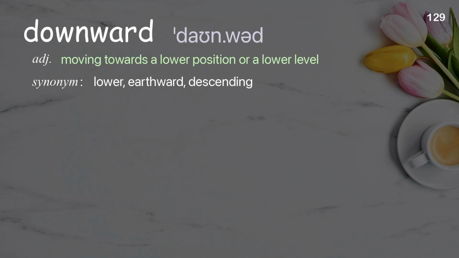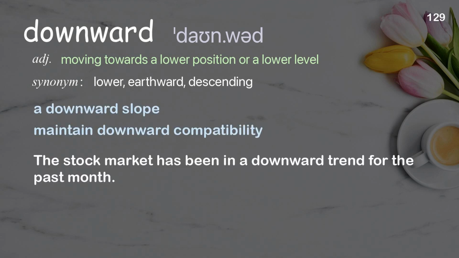Downward: moving towards a lower position or a lower level. Examples: a downward slope, maintain downward compatibility. The stock market has been in a downward trend for the past month.